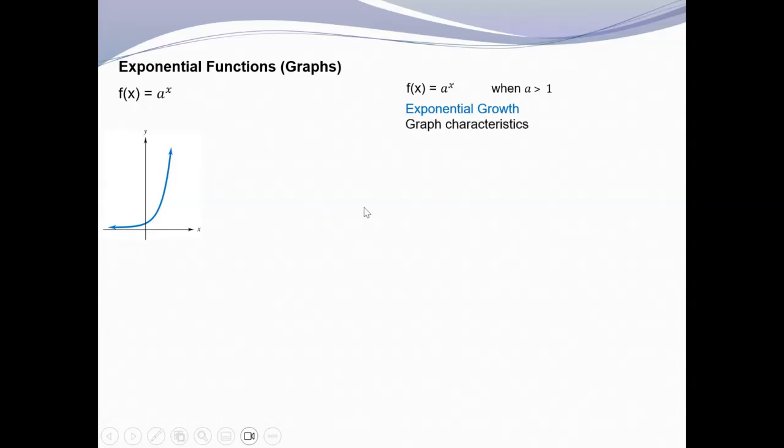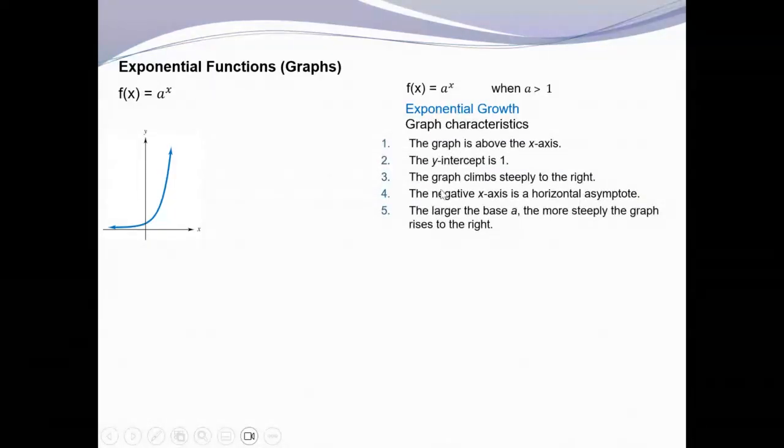Now here's another graph of exponential functions. This is called exponential growth. If you notice, the graph starts low and begins to get high real quick. These are the characteristics. The graph is above the x-axis. The y-intercept is 1. The graph climbs steeply to the right. The negative x-axis is a horizontal asymptote. The larger the base a, the more steeply the graph rises to the right. So for example, the bigger the a, the more the graph goes this way to the right.